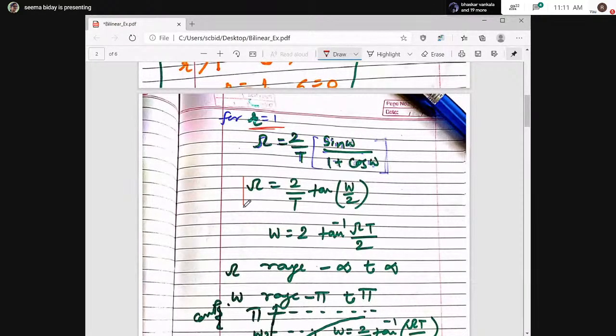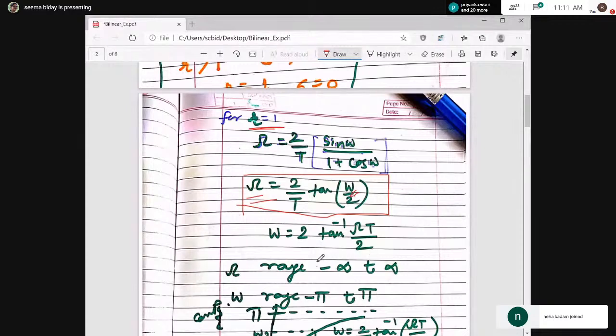This is the final relationship: capital Omega equal to 2 by T tan of w by 2. This is the relationship between analog frequency Omega and digital frequency w in the bilinear transformation. Or in another way, you can write omega equal to 2 tan inverse of Omega T by 2.